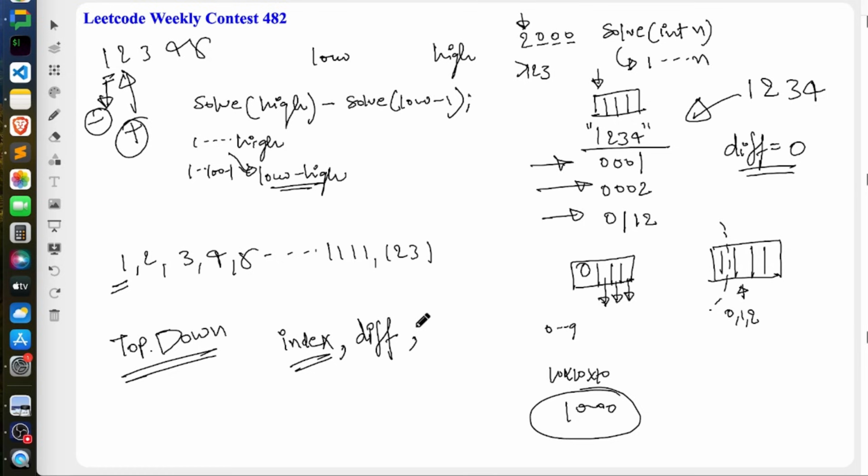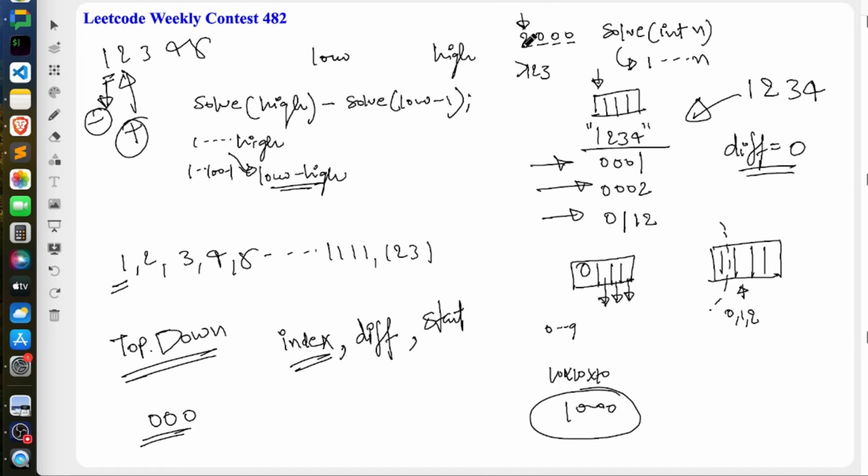The third thing is which digit you should place. There are two things required for that. One, whether you started or not. Started means, if you have 0 then you have not started. So for the initial zeros, I would treat it as not started, right?